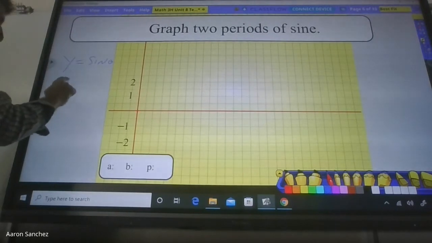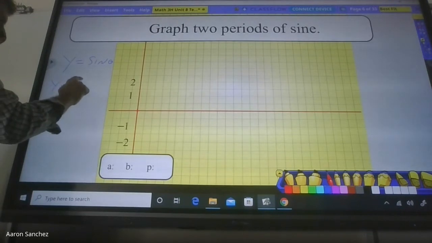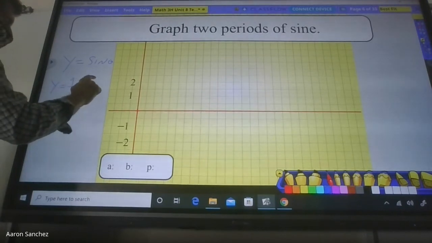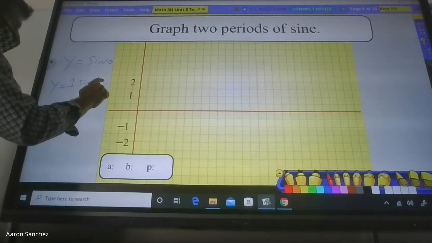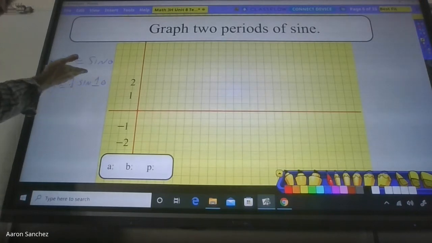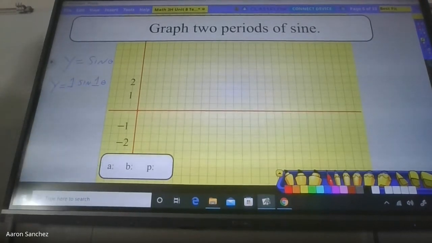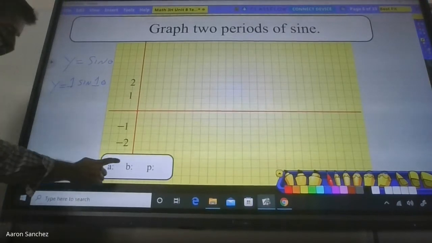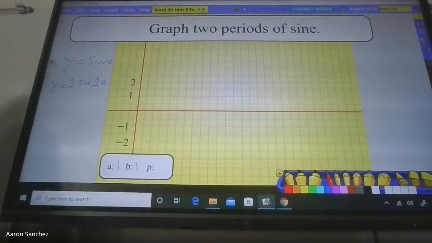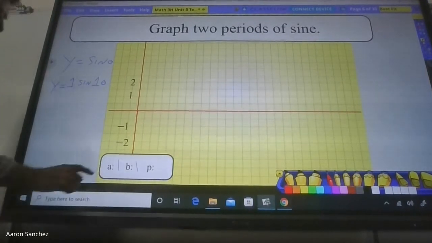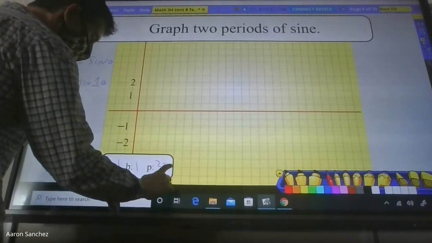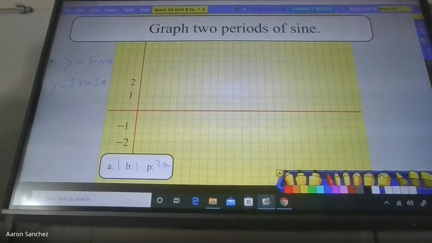What's my A? 1 for sine. What's my B? 1. Now I know I said we don't have a B. We do have a B, but the B is 1. Which means what? What's my A? 1. What's my B? 1. What's my period? 2 pi. 2 pi. Got it?